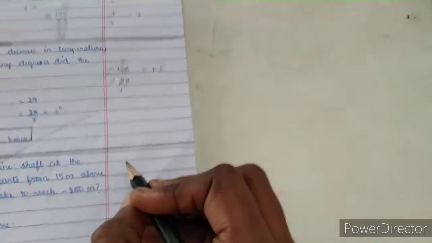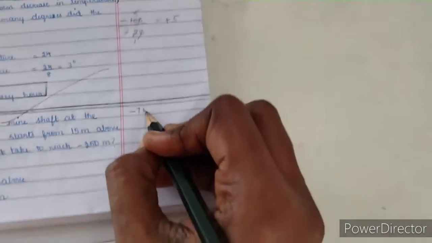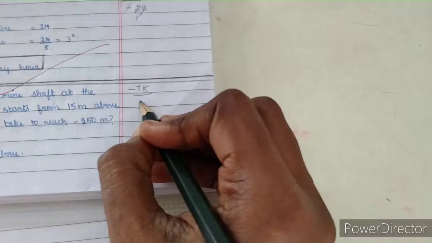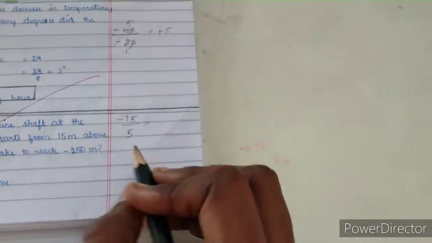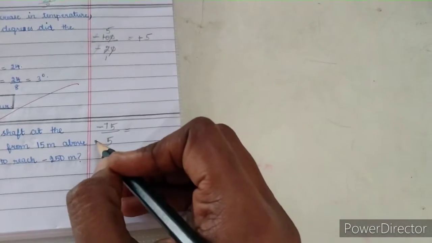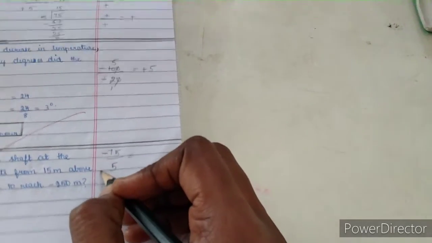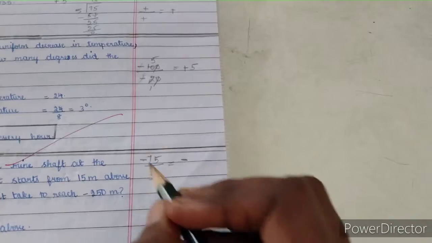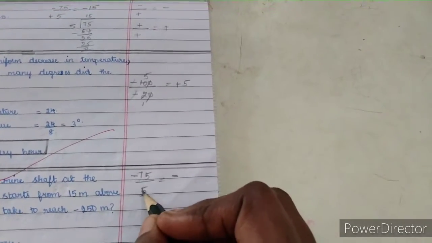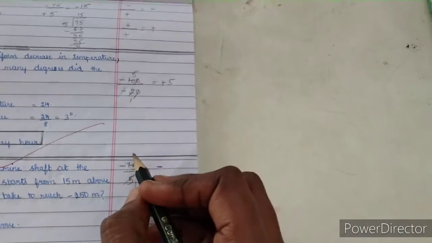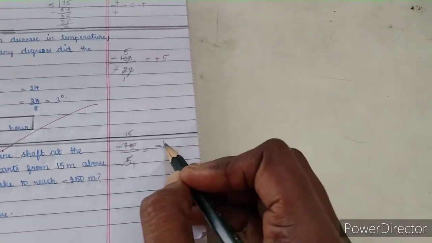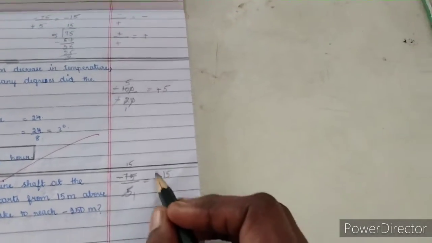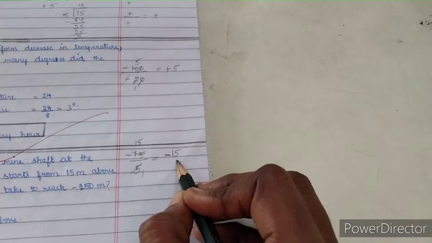Okay. Here, for example, first one minus 75 divided by 5. Usual division you can do. So minus in the numerator and plus in the denominator, so in the answer you have to write the minus sign. And 75 divided by 5. 5 ones are 5, 15 times it will come. So 15 fives are 75. So minus 15 is your answer.